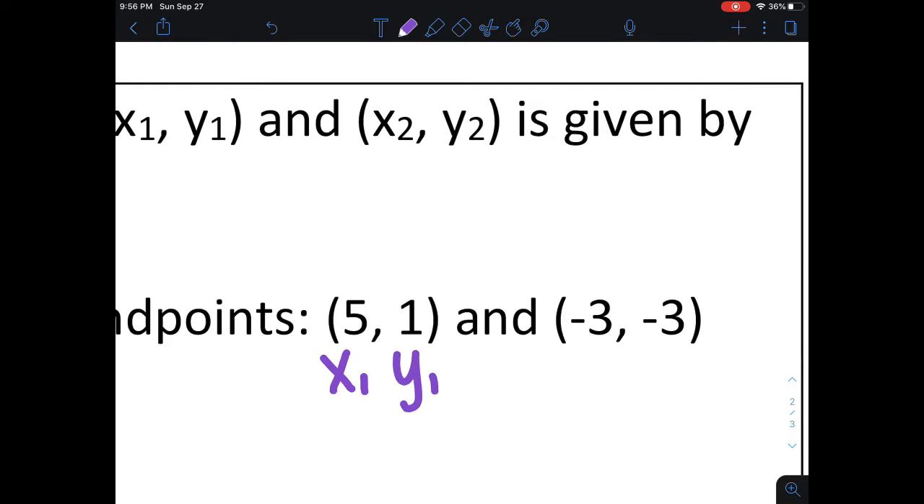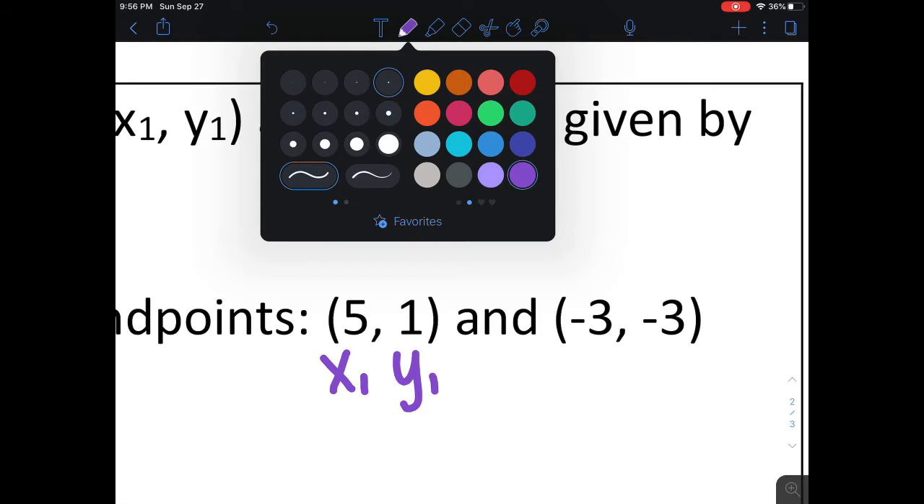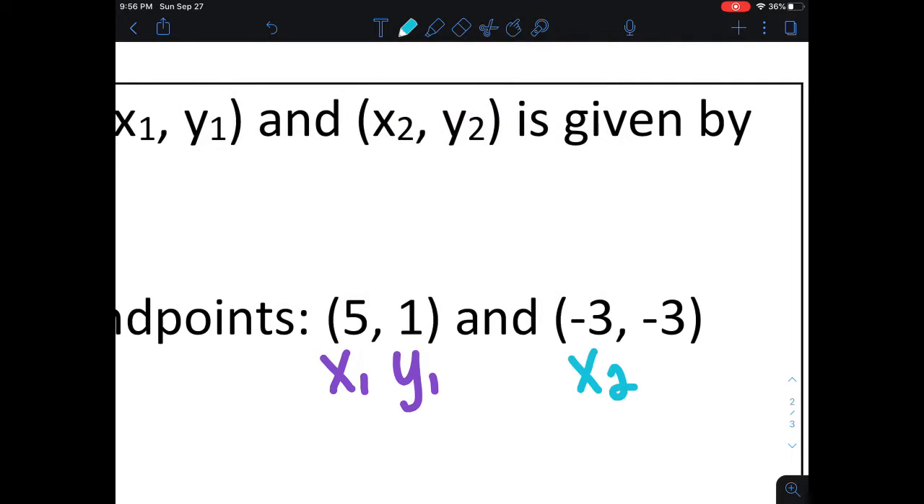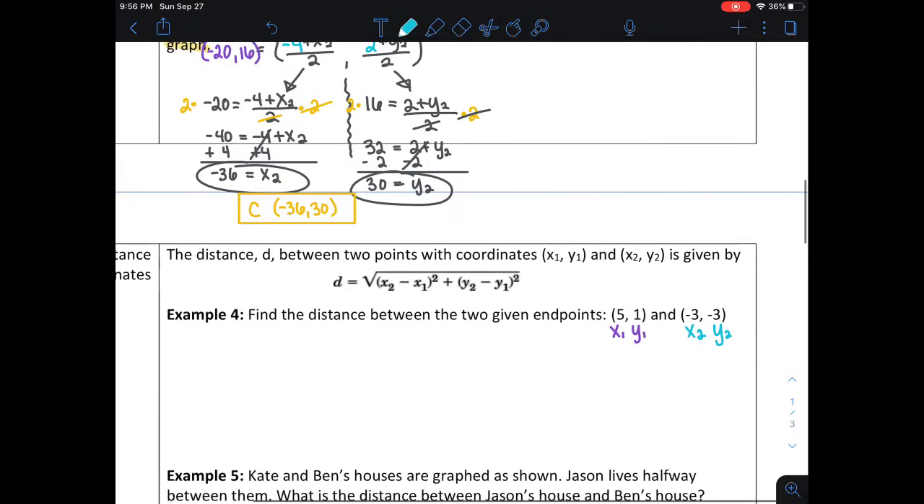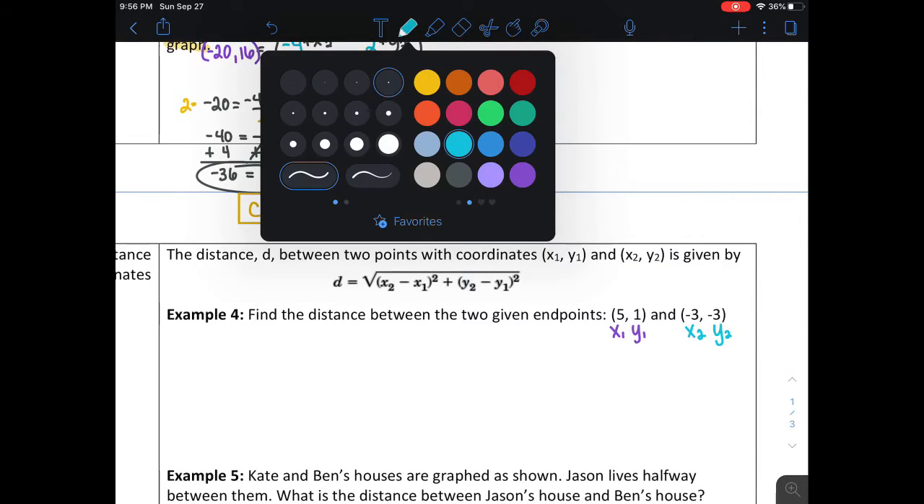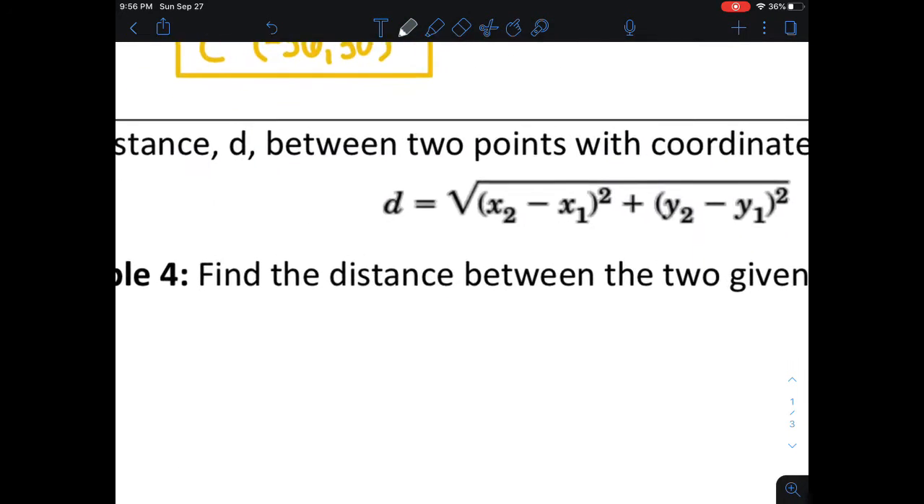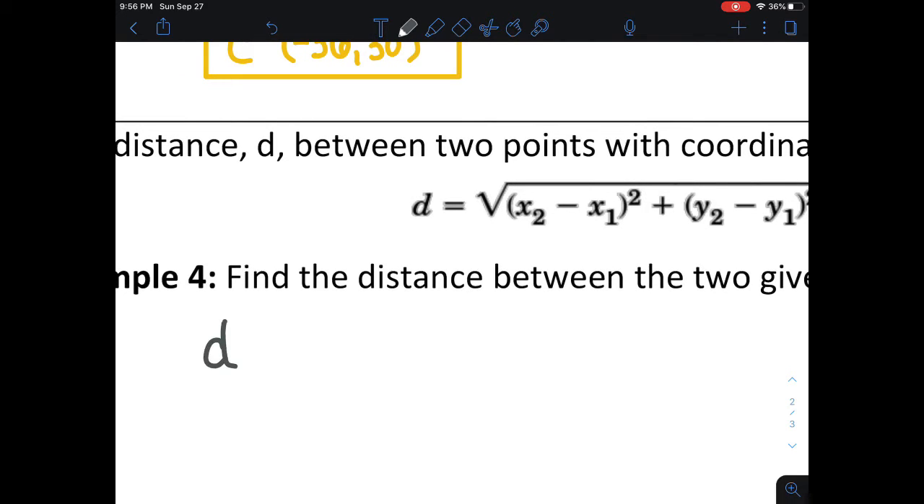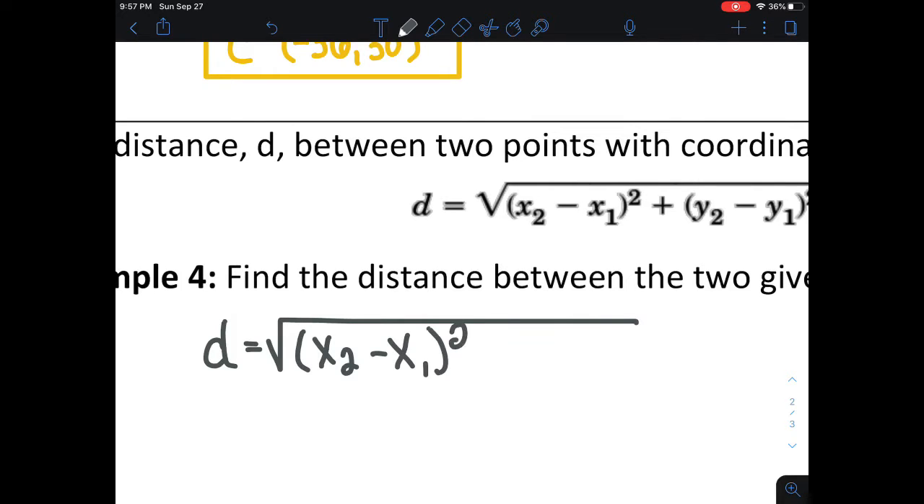So we have x1, y1, x2, y2. I'll use a different color even though this is making me take forever. Actually I shouldn't have copied that because I'm gonna need to erase and replace. Oh, now I gotta write it. Lowercase d stands for distance. And then we have x2 minus x1 squared, that means to the second power, plus y2 minus y1 squared, which again means to the second power.